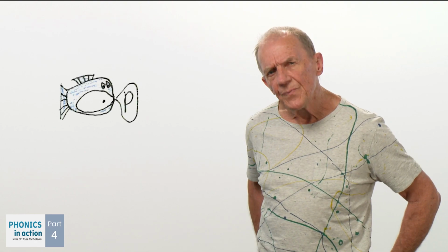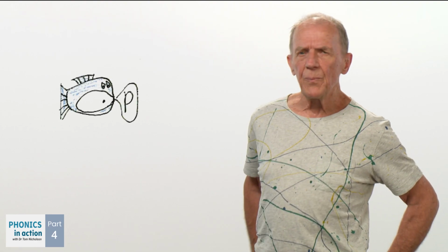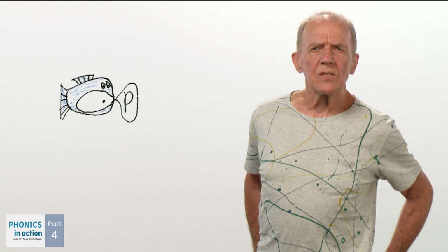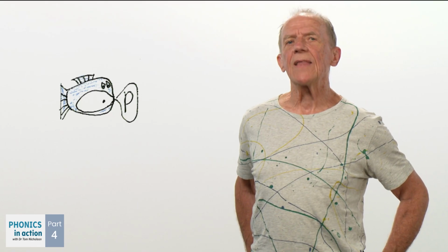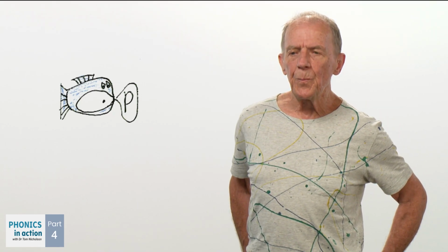So I'll just show you how you make that sound. Have a look at the fish now. It's making the p sound. What it's doing is closing its lips like that, and then it's popping the sound. P. They call the p a popping sound. P.